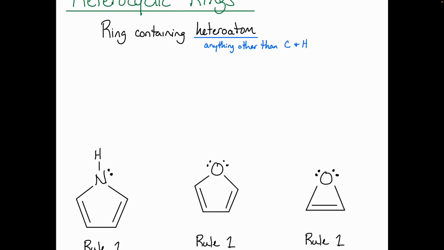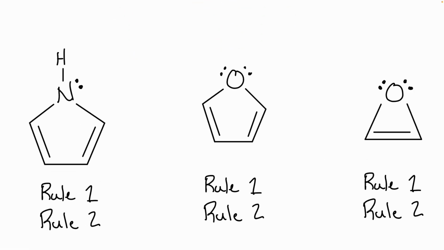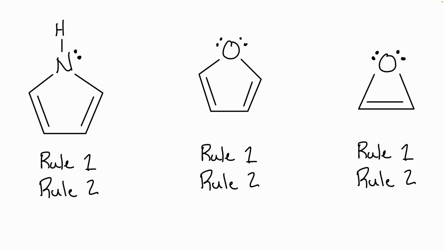All right, and the most important consequence of these heteroatoms is that these heteroatoms have lone pairs. All right, and that's going to be kind of the trick here that we're going to have to apply for our rules, is thinking about what's going to happen to that lone pair of electrons. All right, so we have our same two rules for aromaticity here.